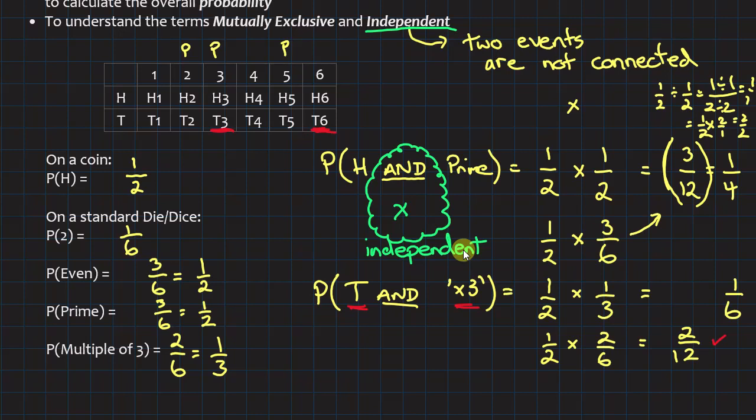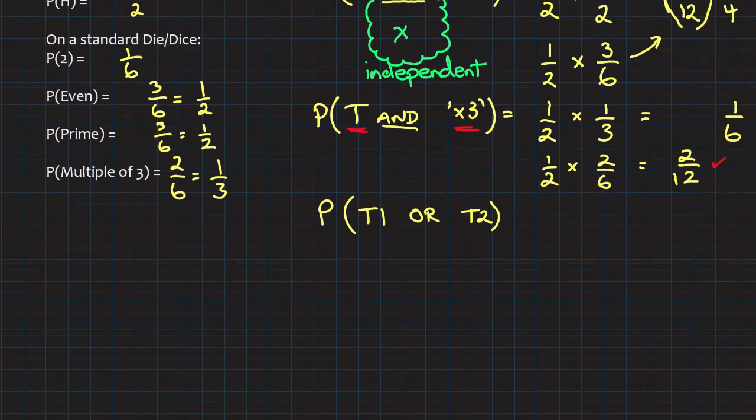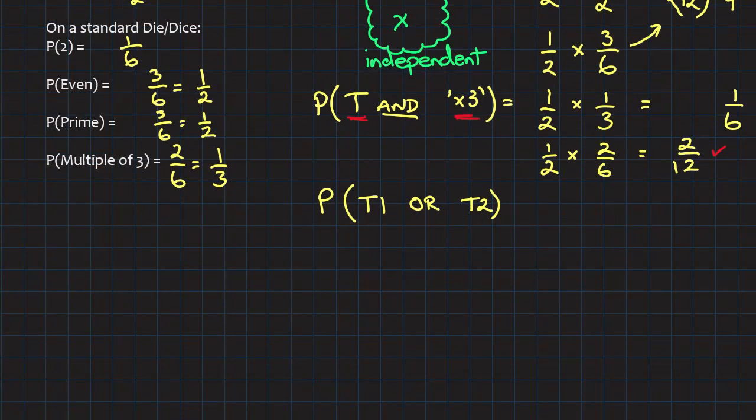Right, let's try changing the other one now. And this is where it's quite important that you understand the word mutually exclusive. We'll do the first simple one. We're going to say, what's the probability of a tail 1 or tail 2? Let's scroll down. So probability of tail 1 or tail 2.